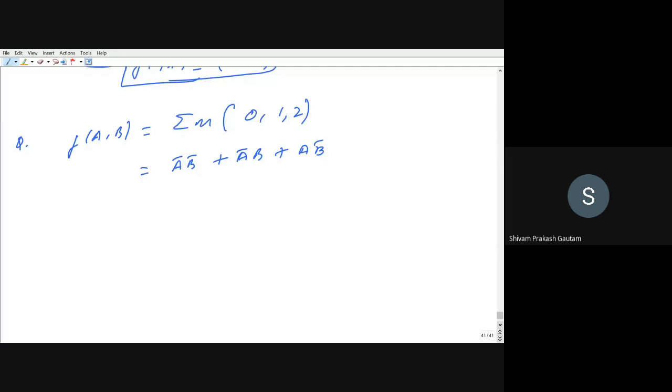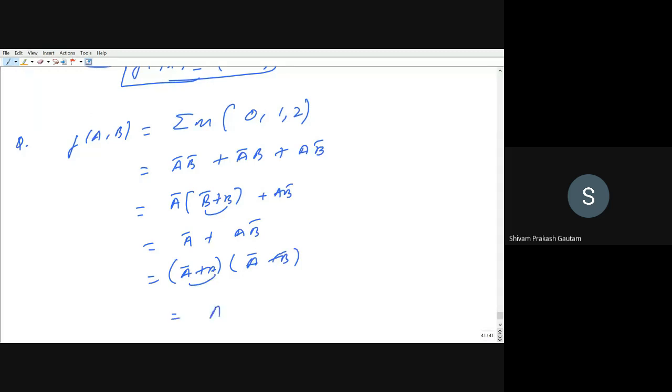Now you can expand this again. You can take a bar common. So this will be equal to a bar (b bar plus b) plus a b bar. So this will be equal to 1. So a bar plus a b bar. You can again use the formula a bar plus a b bar, which equals a bar plus b bar, since a bar plus a will be 1. So finally we are having a bar plus b bar. Using these minterms, we have reached this function by using Boolean algebra, that is, a bar plus b bar.